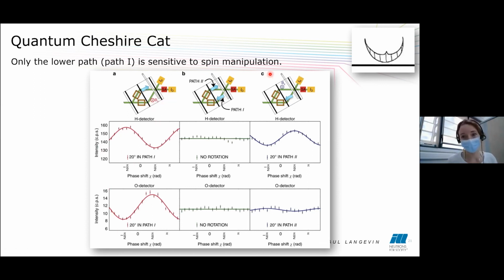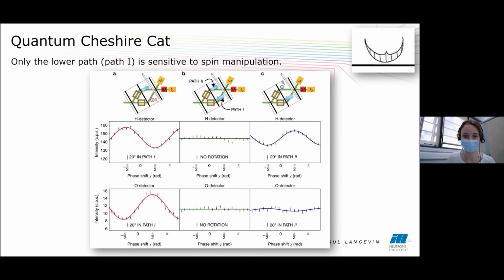If the same is done for the upper path, however, the O detector shows almost no oscillations anymore, whereas the H detector shows a clear intensity modulation. This means that no interference of the spin component parallel to the direction of flight of the neutrons can be detected if the spin direction in the upper path is deviated a little bit with a magnetic field. And this experiment basically shows that only the lower path here is sensitive to spin manipulation. And just to recall, the neutron on the opposite was detected in the upper path, as shown in the previous slide.